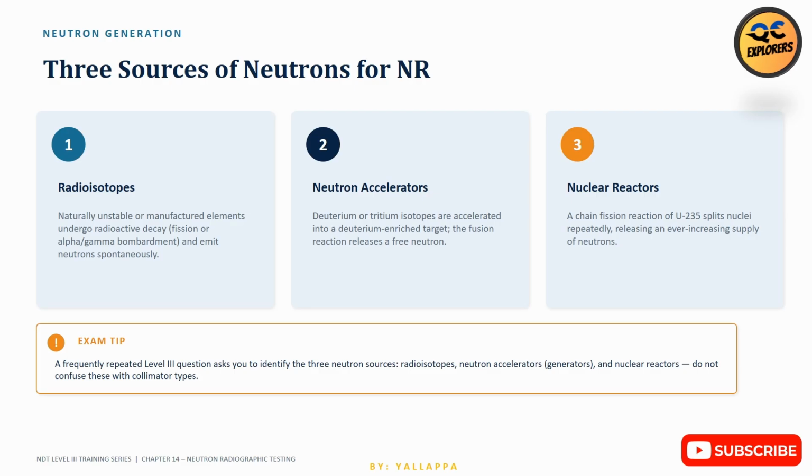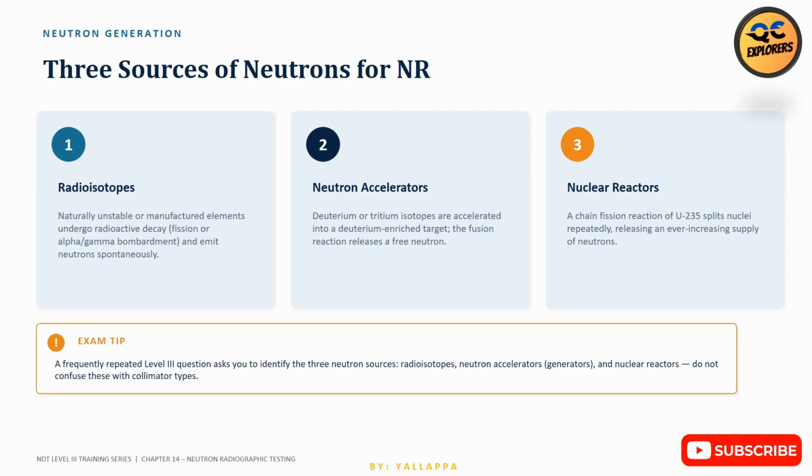Each source has its own advantages, operating principles, and practical applications. Smaller facilities may use radioisotope sources, while major research laboratories often rely on accelerators or nuclear reactors to produce the neutron beam. For your examination, remember that collimators and moderators are not neutron sources. They are beam conditioning devices used after the neutrons have already been generated. This distinction frequently appears in multiple-choice questions.